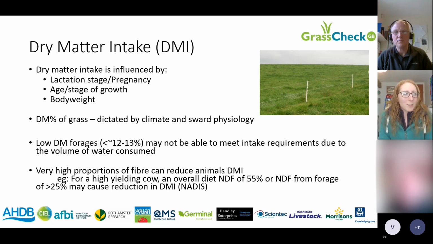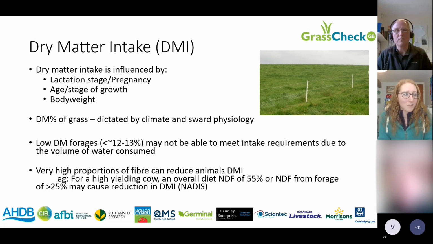When we look at the climate conditions and we get very wet swards, we can see low dry matter forages, probably talking below 12 or 13%, which thankfully we don't see too often, but after the end of March, we will have had some very wet samples coming in. And when animals are consuming very low dry matter forage, it is going to limit their ability to meet their intake requirements. The volume of water that's being consumed at the same time takes up physical space and limits that appetite and that intake.